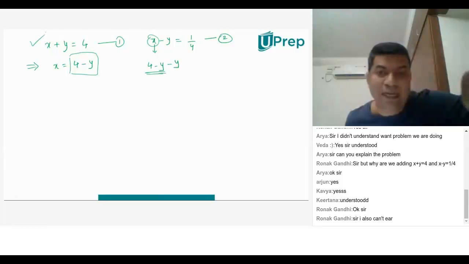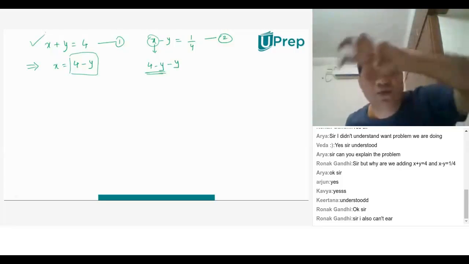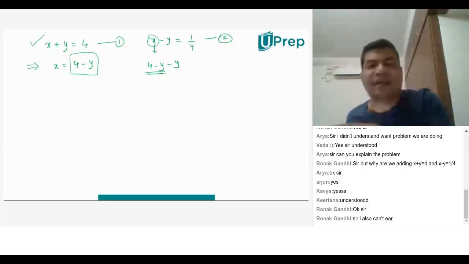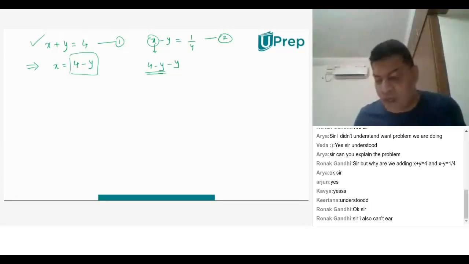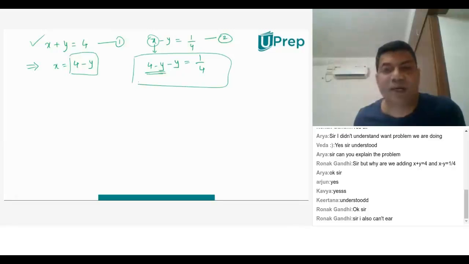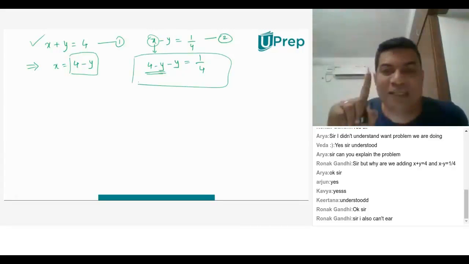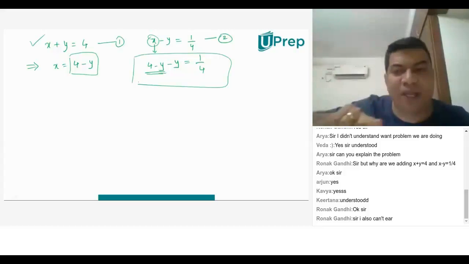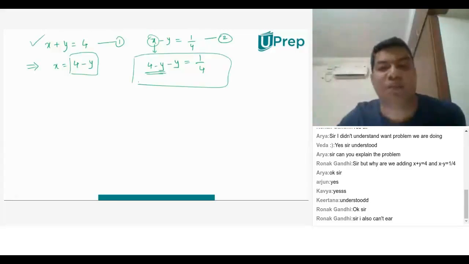So I got x in terms of y as a relation, and I'm taking that relation and putting it in the second equation. Now 4 minus y minus y is equal to 1 by 4. So now tell me, is it easy to calculate the value of y from here? Yes, because it's now a linear equation in one variable. We are converting a linear equation in two variables to a linear equation in one variable by putting one equation into the second equation.